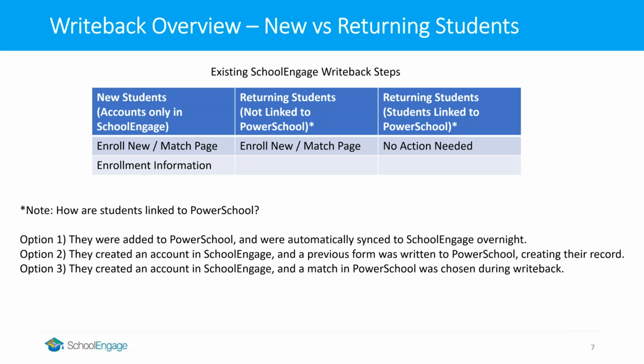The second way that students can be linked to PowerSchool is actually during that writeback process that I just went through. So they're a brand new student to your district, and you fill out that enrollment information. When you hit submit on that process, it will link them to PowerSchool, and then the next time you go and do a form for this student, it already knows their PowerSchool record. And then the third way that a student can be linked to a record in PowerSchool is if they are matched in the process we just went through. It will link them to the existing record that they had.